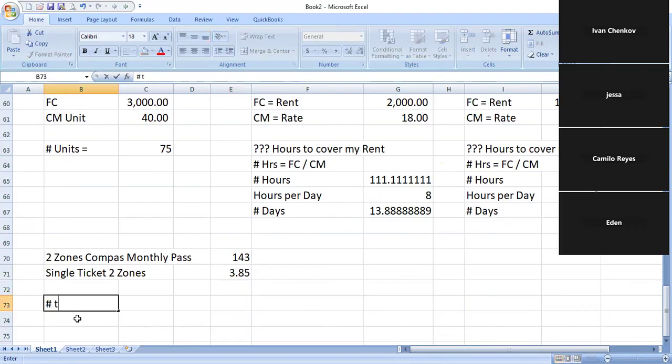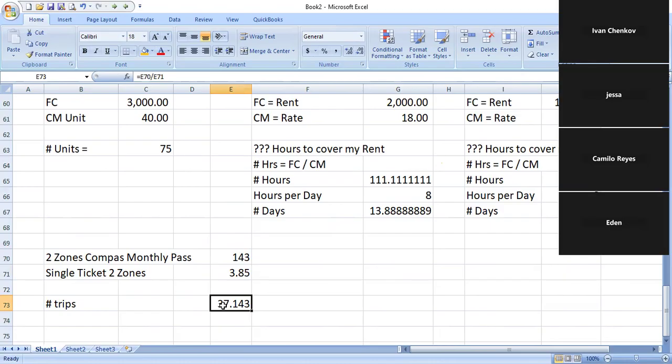Number of trips. How many trips do you need to make with your Compass card monthly pass in order to justify the cost of the monthly pass? That will be 143 divided by 3.85. So as long as you're making 37 trips using the SkyTrain 37 times per month, you're not losing money.